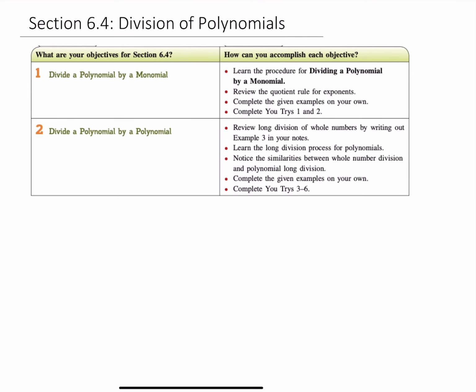In this video, we're covering section 6.4 on the division of polynomials. So we'll see two different situations and two kinds of processes for dividing two polynomials. The first will be dividing by a single monomial, and then how to divide a polynomial by a larger polynomial. So let's start with the simpler first case, and then continue from there.